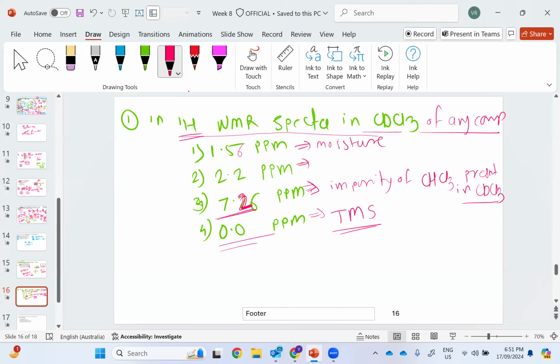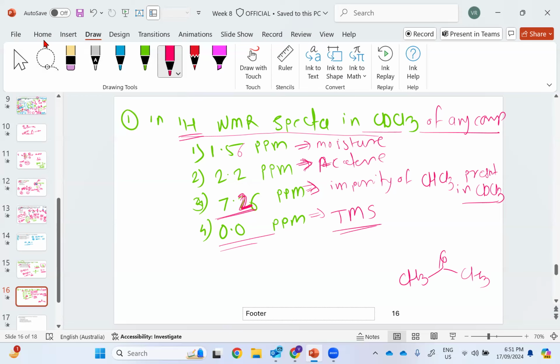Also, as we know, we take the NMR spectra in an NMR tube, right? So we wash the NMR tubes with acetone, which gives a sharp singlet. Even a very small contamination of acetone shows up at 2.2 ppm. So these are the common impurities present in CDCl3.